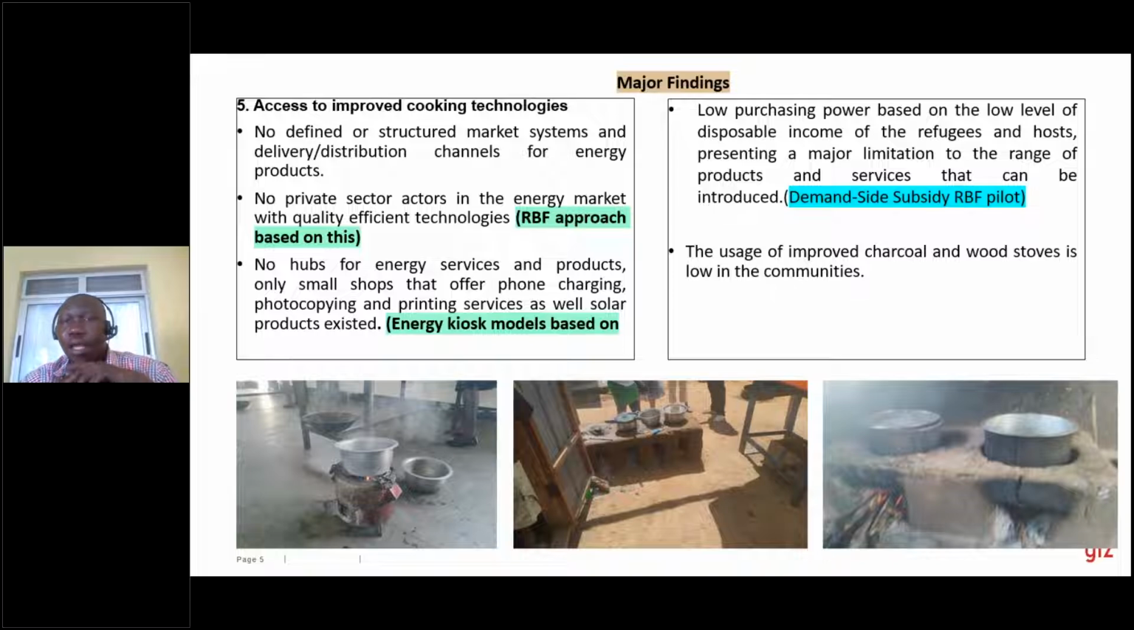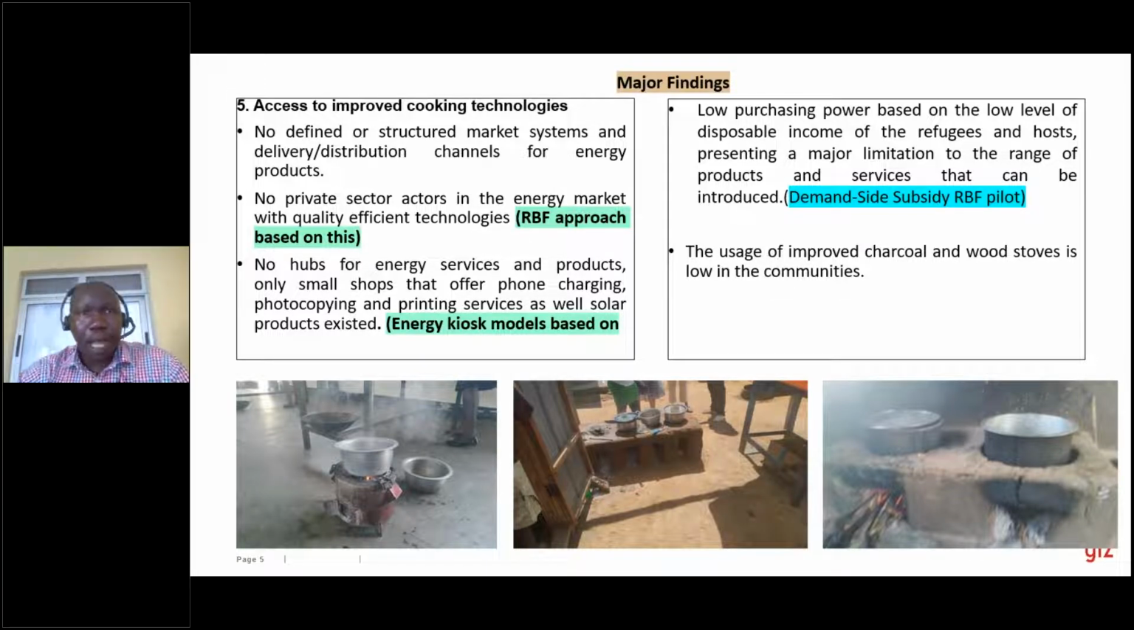Generally, the usage of improved charcoal and wood stoves is low in communities because of the technology present at the time of the study. Basically, there were just those that used firewood, and the stoves that were there were either procured and provided by UNHCR or through implementing partners. But again, if you read the detailed report, the knowledge on usage of these technologies was not really adequate. As such, many of the households tried to use the 3 stone.